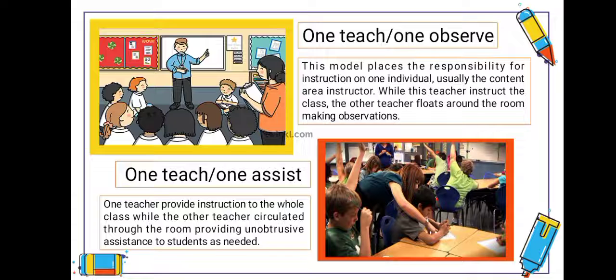So, in one teach, one assist, the first teacher is teaching the students while the other teacher is assisting each student, though either he or she will check the homework of the students or ask academic questions or concerns. Then the students are motivated to learn since they are individually entertained by the teacher.